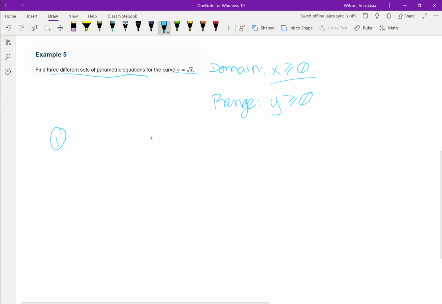The first option, the easiest one, is to simply let x be t. T will need to be bigger than or equal to 0 because of our domain, and then y will be the corresponding function of t.